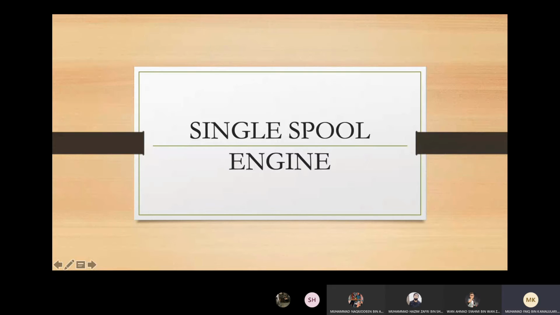Today my group are going to discuss three types of spool engine, which is single spool engine, twin spool engine, and triple spool engine.